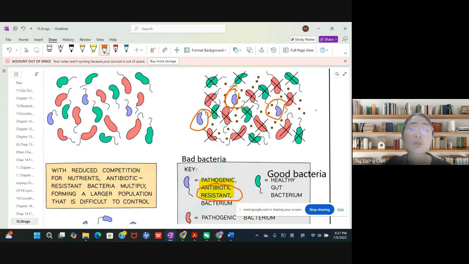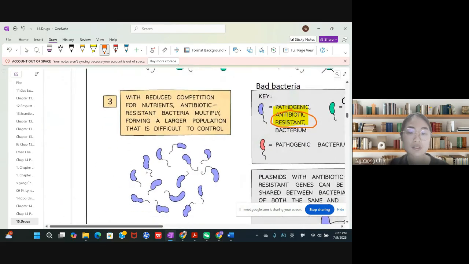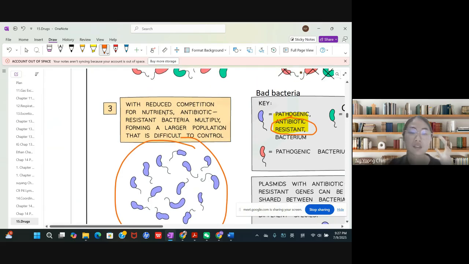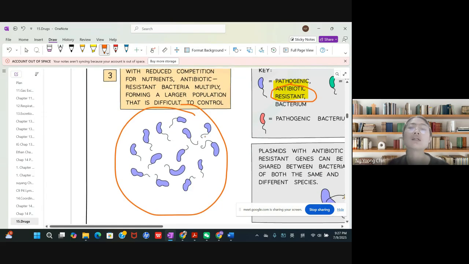And then they will also reproduce more. When they reproduce, they can pass the resistant gene to the next generation of bacteria. So at the end, you grow bacteria which all already have this antibiotic resistant gene. So see, with reduced competition for the nutrients, antibiotic resistant bacteria will multiply, forming a larger population that's very difficult to control. So this is the effect of not completing your antibiotic medicine.